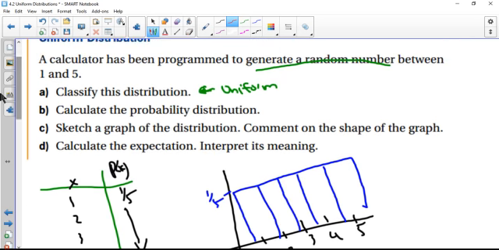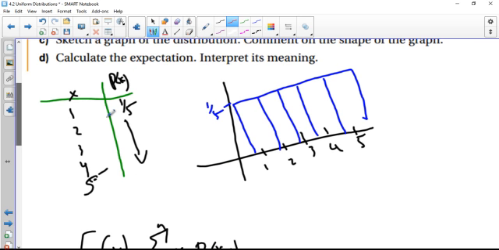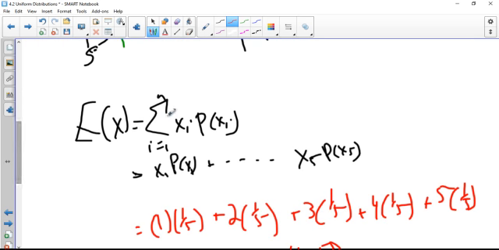Okay, so I know it kind of went quick, but there's not a whole lot to this one. We had a uniform distribution. Our probabilities are all going to be the same because it's uniform. We have the values 1 through 5 as our options, all 1/5, and we do the sum of x p at x.